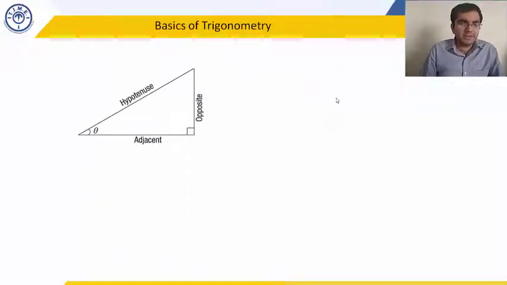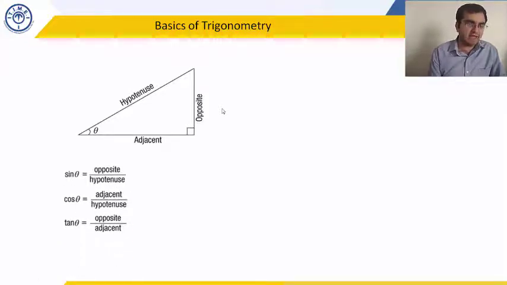So the basic trigonometric ratios are defined in a right angle triangle. In the right angle triangle, we consider an angle theta. The side opposite theta is called the opposite or perpendicular, and the side adjacent to theta is called the adjacent or base, and the third side is called the hypotenuse. Now, the three basic trigonometric ratios are defined as follows. Sin theta is perpendicular divided by hypotenuse, cos theta is base divided by hypotenuse, and tan theta is perpendicular divided by base. Please write this down.